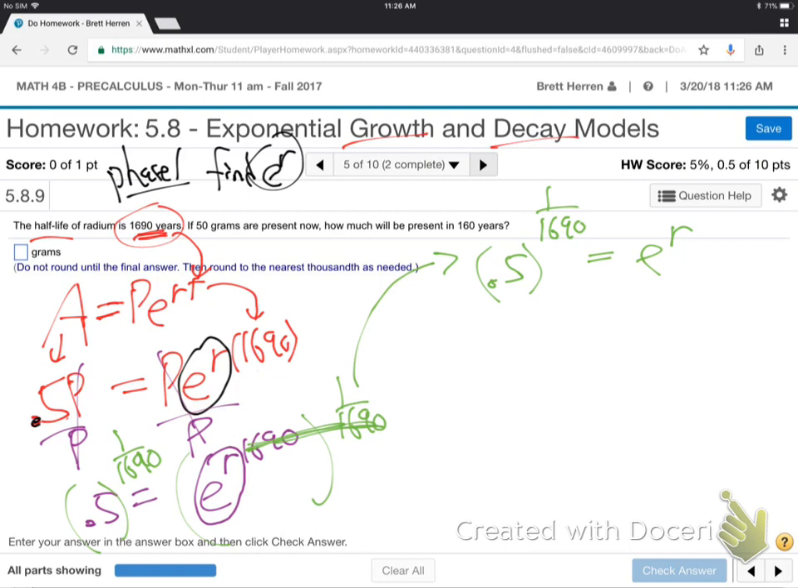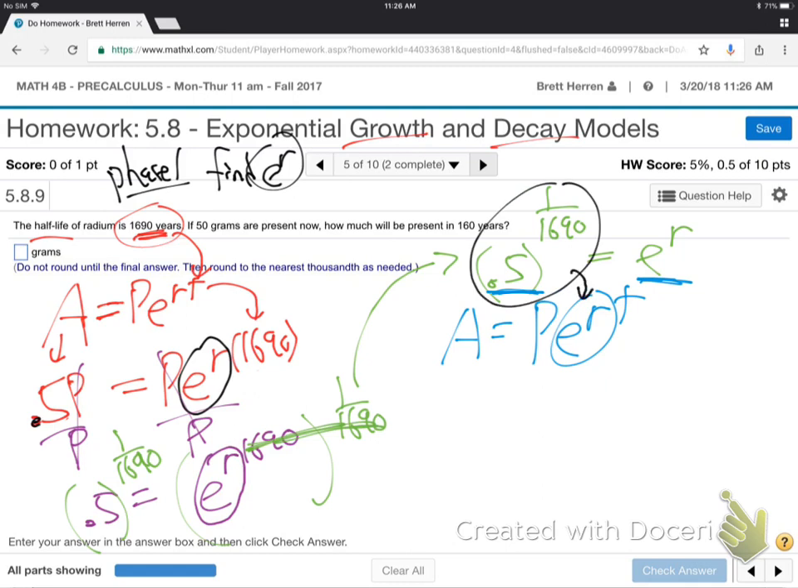Are we good? Questions I can answer? Now, what do? You rewrite the PERT. But now, in the e to the r, we replace just the e to the r with 0.5 to the 1 over 1690. Everybody seeing that? That's what this equation is saying. Wherever you see e to the r, you're allowed to replace it with 0.5 to the 1 over 1690. So that means all of this goes right there, doesn't it?